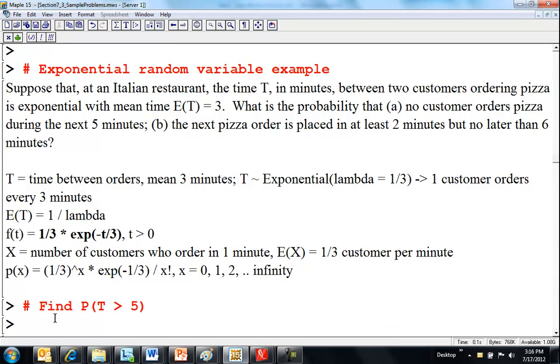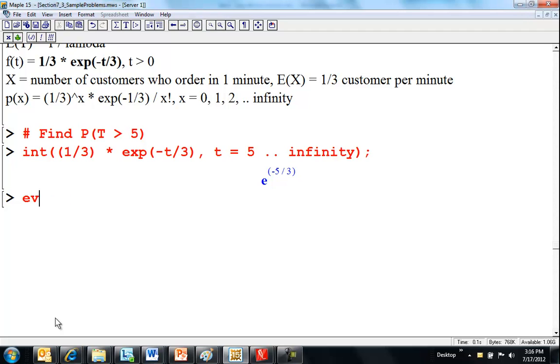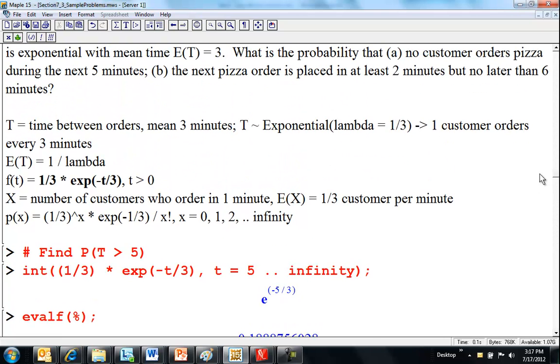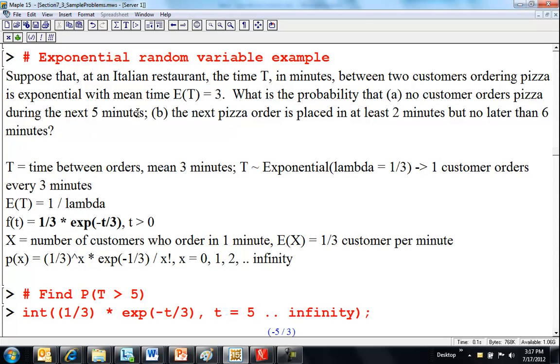So I'm working with the exponential. I would integrate because it's continuous. So we integrate the exponential, 1/3 times exp of negative t divided by 3, t equals 5 to infinity. And we're going to get something with an e, right? I should have done eval f or something. Eval f. 0.189. Okay, so this is equivalent to asking no customers in 5 minutes.